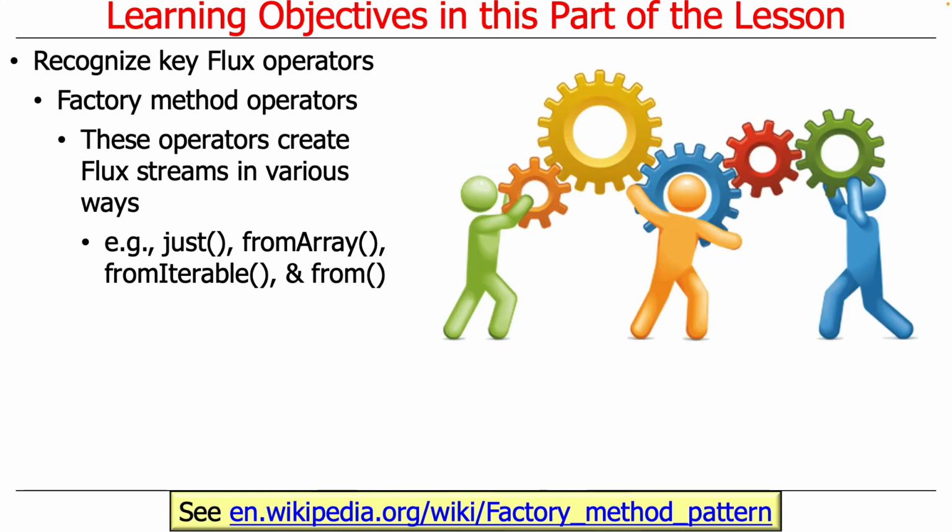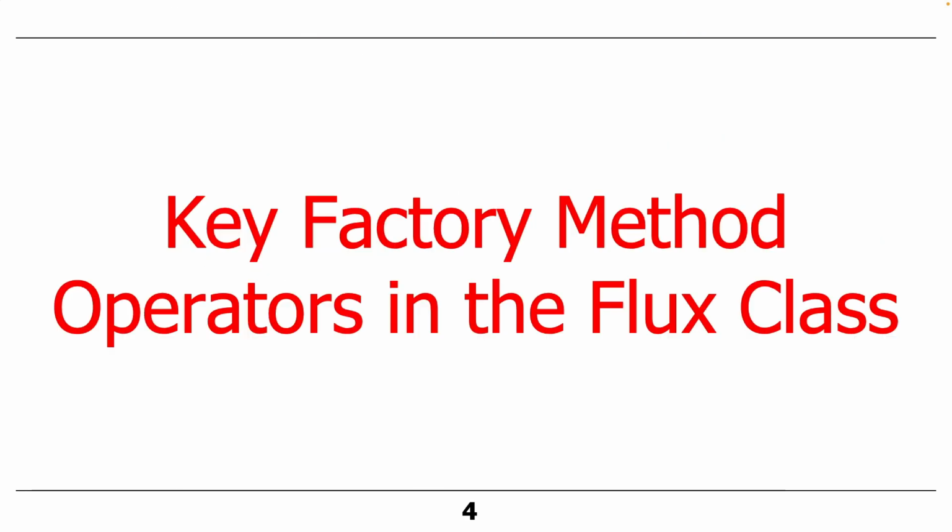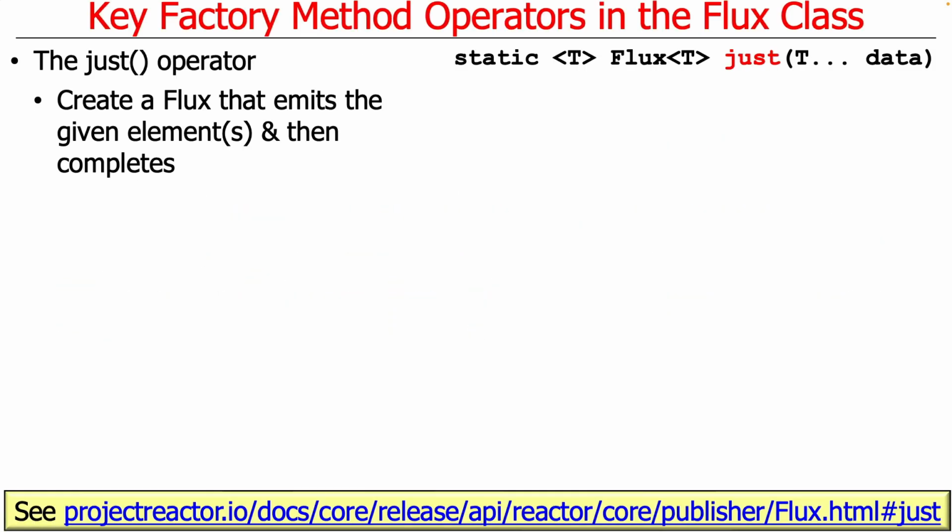Hopefully you remember your Gang of Four book. But factory methods are basically methods that create stuff. They separate the creation process, or the creation logic, from the thing that is created. I'd use examples like sausage making and legislation, where you often don't want to know how they're made. You just want to have the results. So we're going to talk about just, fromArray, fromIterable, and from, which are four of the more basic factory methods in Flux. So let's talk about the just operator.